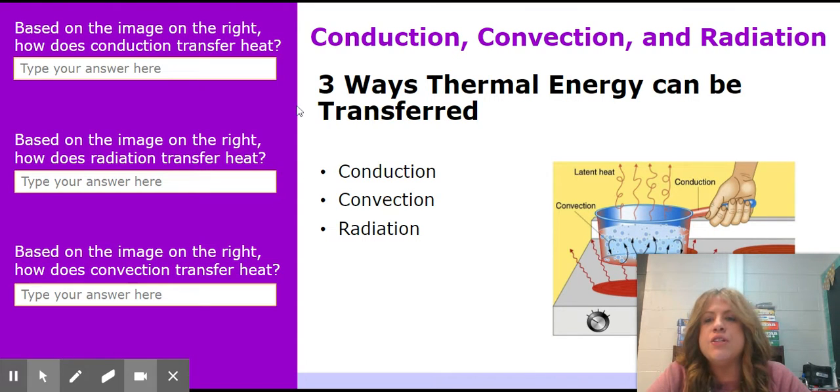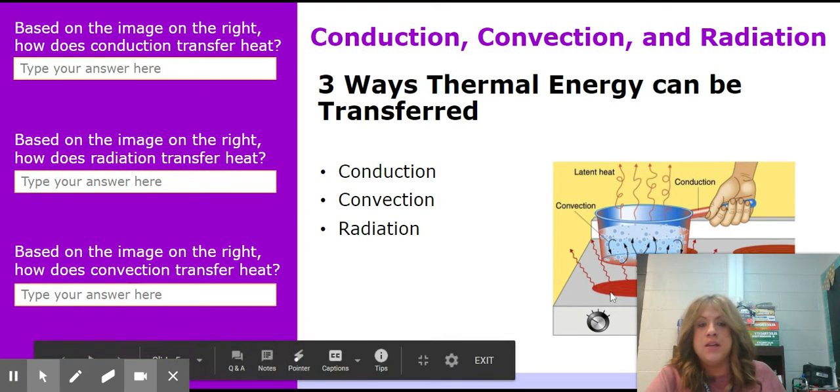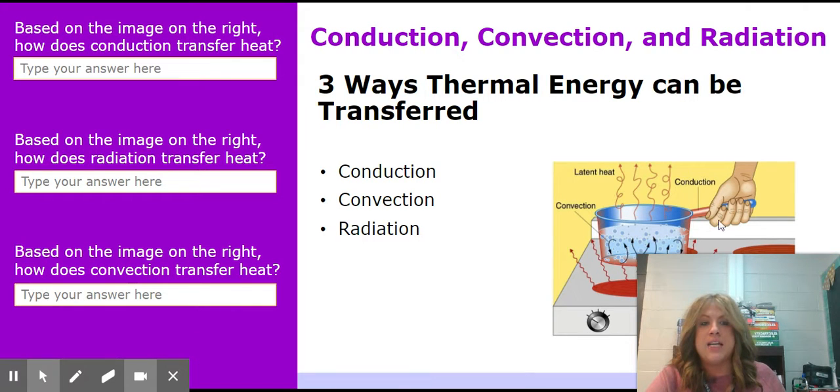So, based on the image to the right, how does conduction transfer heat? Well, conduction transfers heat is the metal burning here, right? It heated up the pot. So here's where the conduction happens. The pot is hot. You touch the handle. You touching that handle is what transferred that direct heat. That is conduction. So how does conduction transfer heat? It goes from one item to another by direct touch. That's what you're putting here. Goes from one hot item to another by direct touch is what you're putting right there. This is based on the image on the right. How does radiation transfer heat?